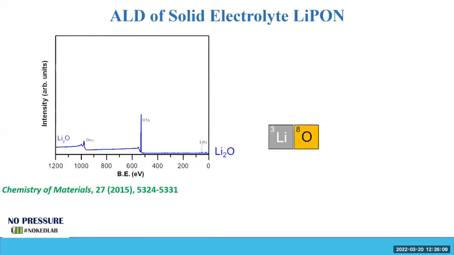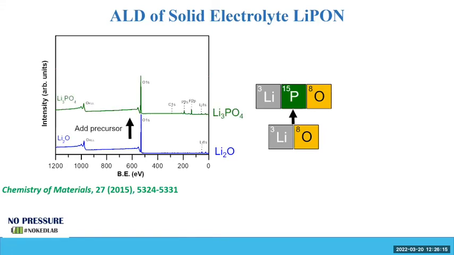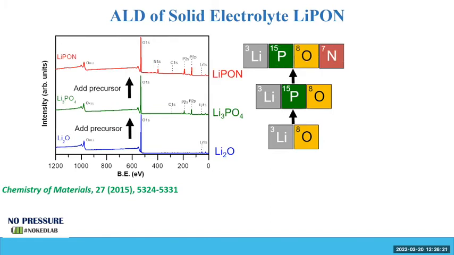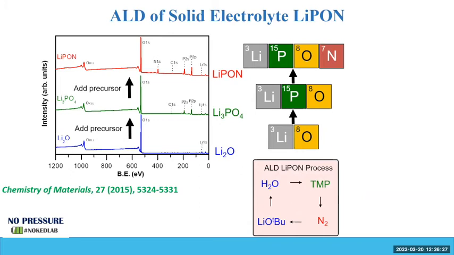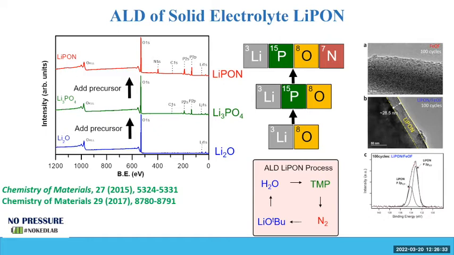We are starting with the development of lithium oxide by lithium tert-butoxide and ozone or water, and then adding into it trimethyl phosphate to also embed phosphorus into the film. And then with nitrogen plasma, we were capable of developing LiPON as a lithium ion conductive thin film. Later, we demonstrated this process here. It's a four-step process.